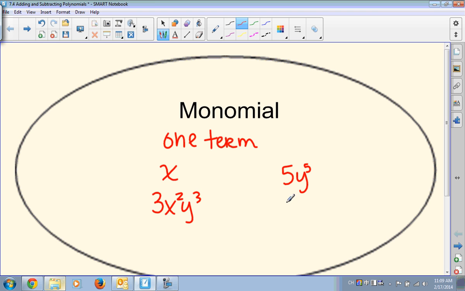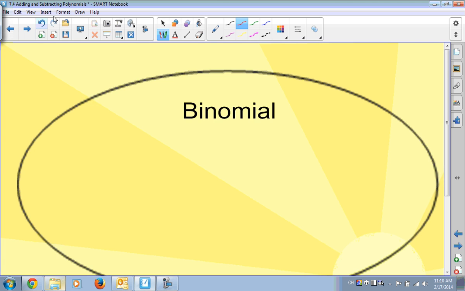How about just a number? Numbers are monomials as well, okay? As long as they don't have a plus or minus sign in between them, they're just one term, okay? Are you with me? No plus or minus signs, right? This is what we've been using so far, monomials. Any questions? Okay, next one, binomial.